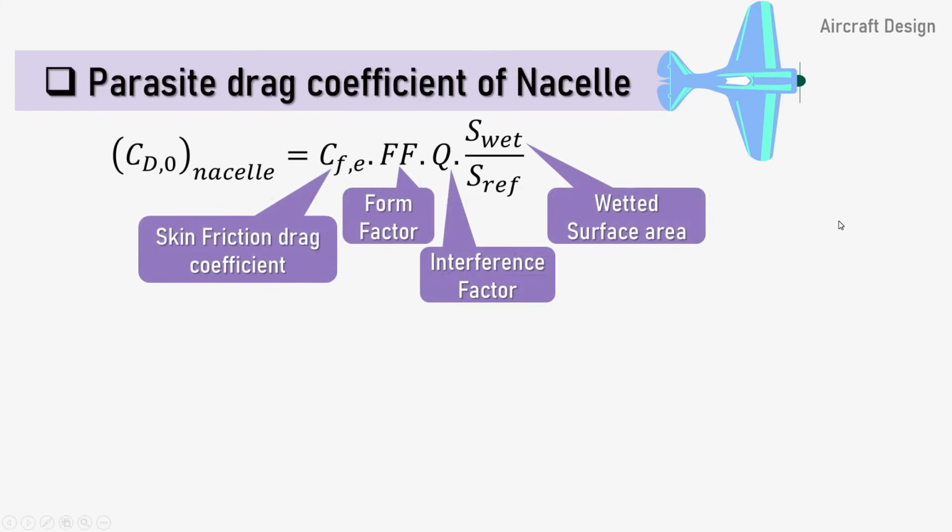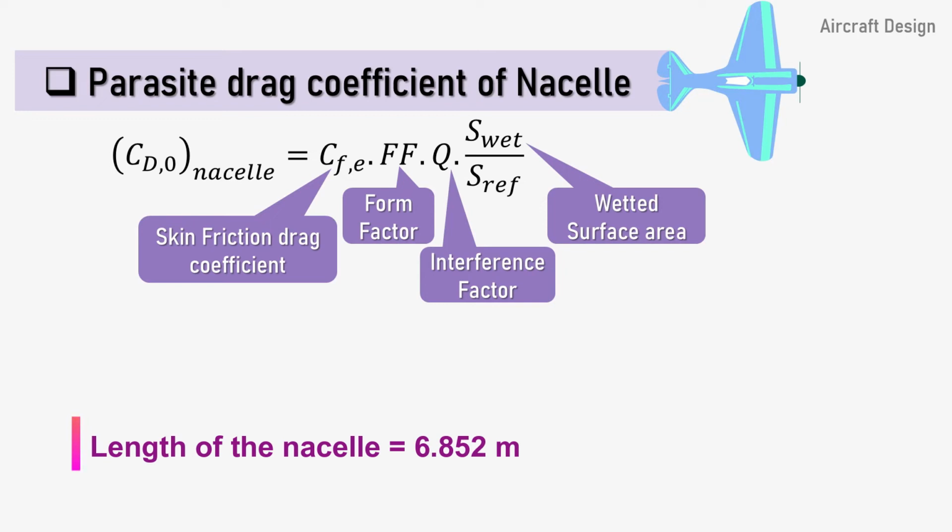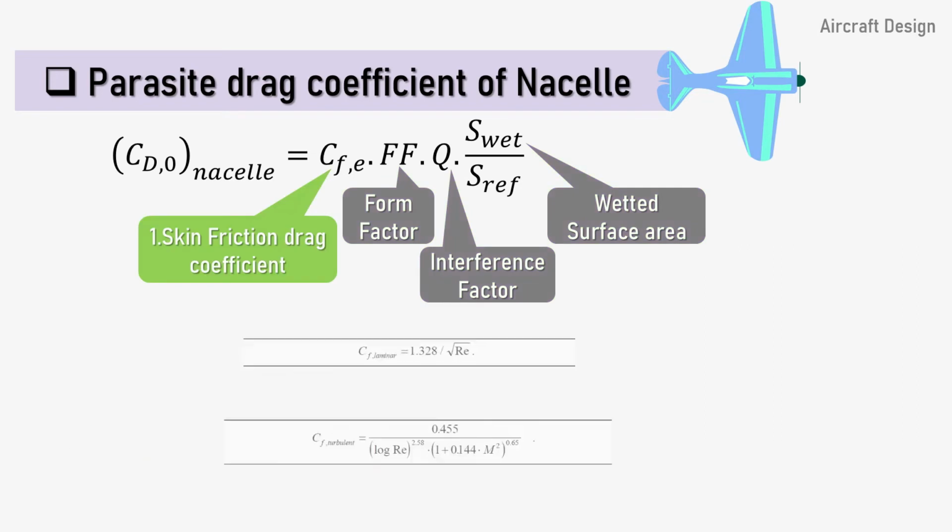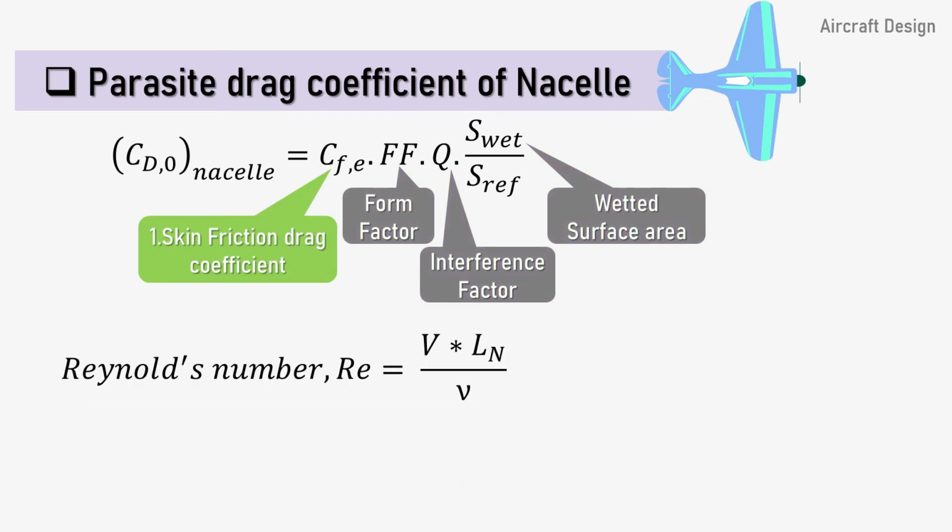Now from the engine sizing we have found out the length of the engine and the diameter of the engine. From the length of the engine, to find out the nacelle length we will multiply by 1.5, and to find out the width of the nacelle, we will multiply 1.2 times the diameter of the engine. So here we'll use the length of the nacelle in place of characteristic length.